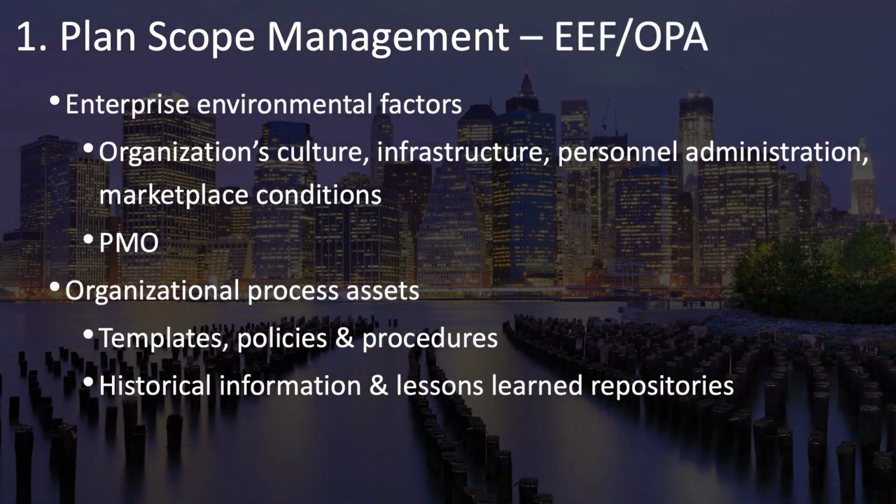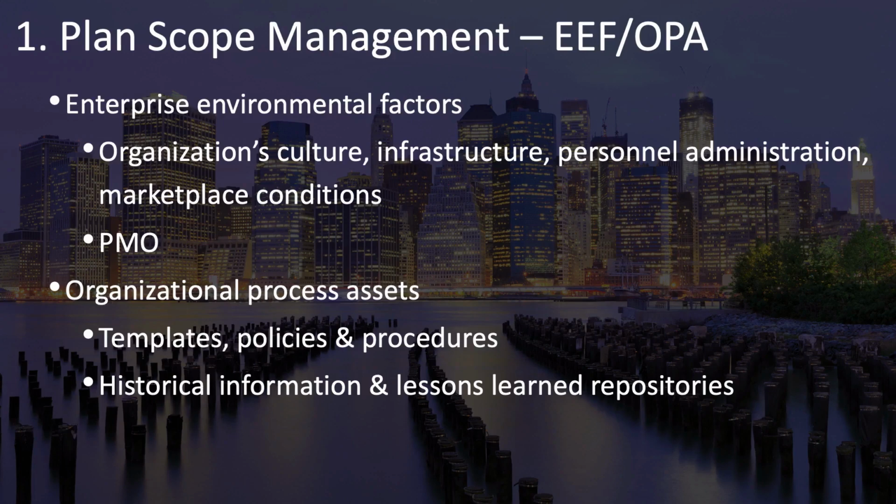Now we come to the enterprise environmental factors and organizational process assets that are inputs to the plan scope management process. Enterprise environmental factors and organizational process assets will be inputs to all of your planning processes, at least those that are involved in putting together your management plans. As you can see here, some of the environmental factors from your enterprise include your organization's culture, the infrastructure that you have, how personnel are administered, and the marketplace conditions. All of these can affect how you're going to manage scope.